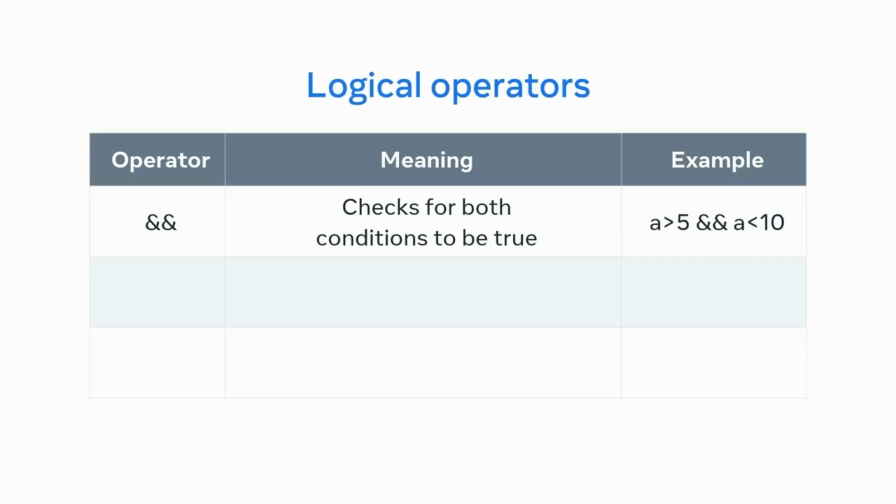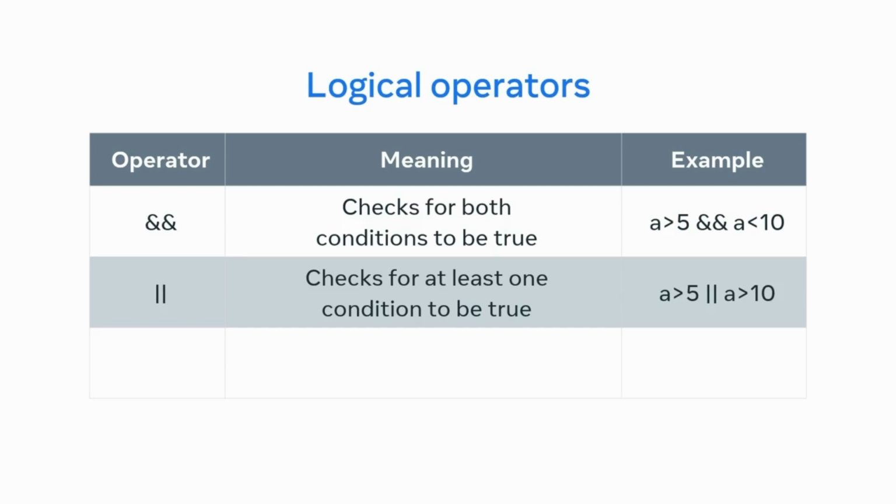Logical operators are used in JavaScript to determine if something is true or false. For example, the logical operator named AND, which you can use to check that two or more conditions are true. Imagine you had a variable named A, and you wanted to check that its value is greater than 5 and less than 10. For this to be satisfied, both statements must be true.